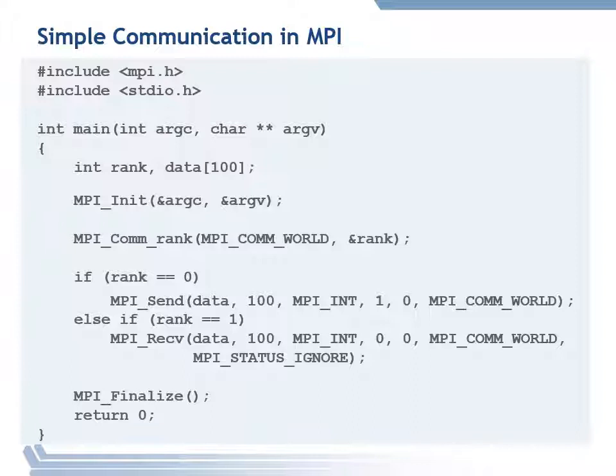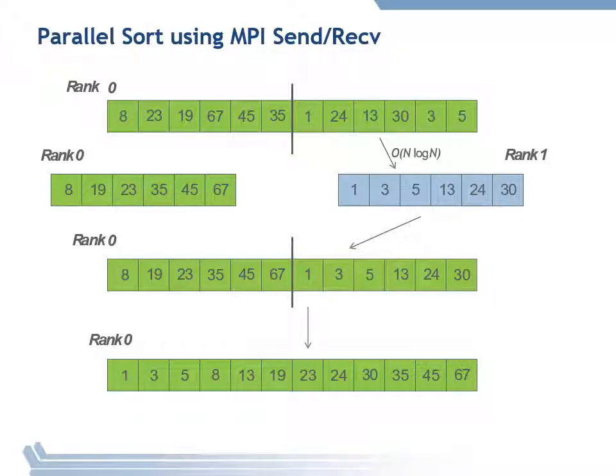This is simple communication with MPI. This is code in which the user sends data and receives it. So this is a parallel sort using MPI send and receive.